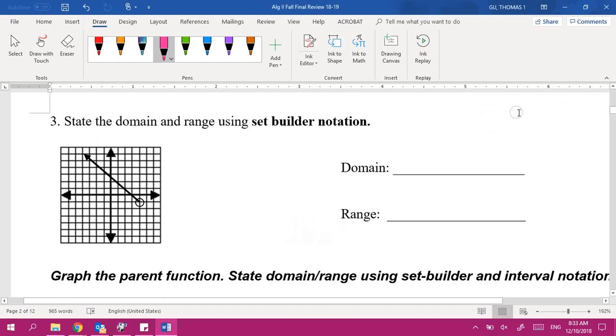Number 3, this one's a set builder. So this is something we probably forgot about. Now let me walk through the steps. Set builder is really easy to take once you have interval notation. So I would always start in interval notation, and you can move it to set builder after that.